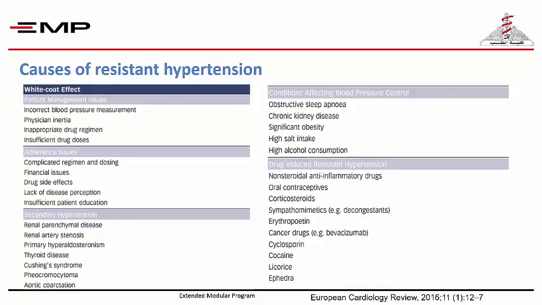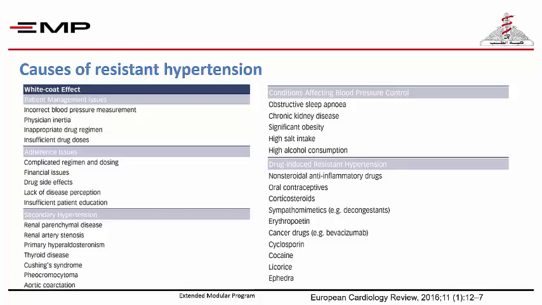Resistant hypertension can have many causes. Most commonly it's caused by white coat effect, or over-anxiety in the presence of a doctor or physician. It can be due to patient management issues like incorrect blood pressure measurement, physician inertia, inappropriate drug regimen, or insufficient drug doses. It can be due to adherence issues from the patient and compliance issues like complicated regimen and dosing, financial issues, drug side effects, lack of disease perception, and insufficient patient education.